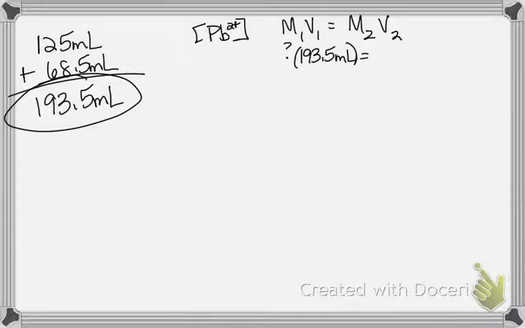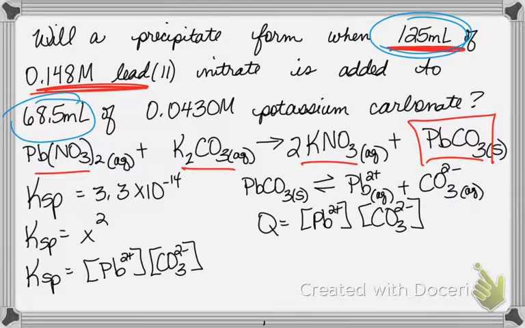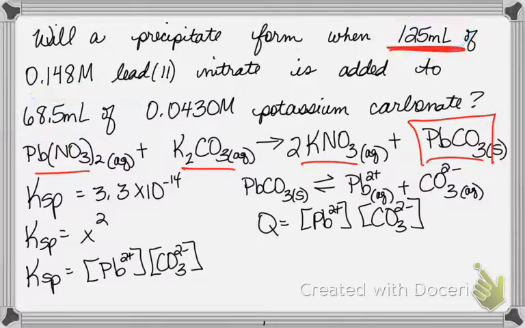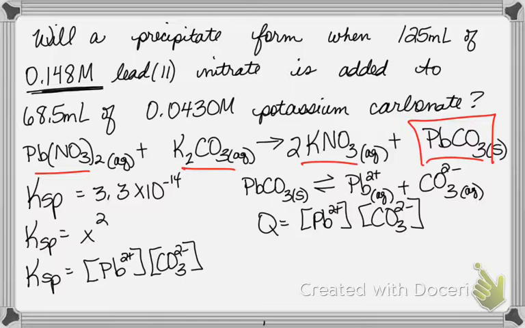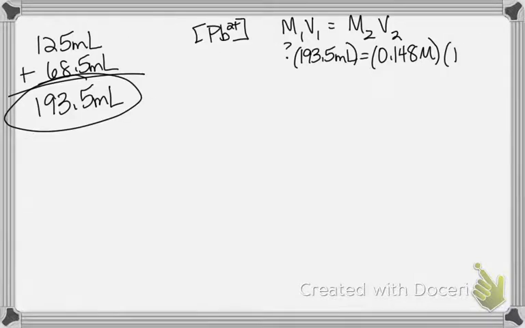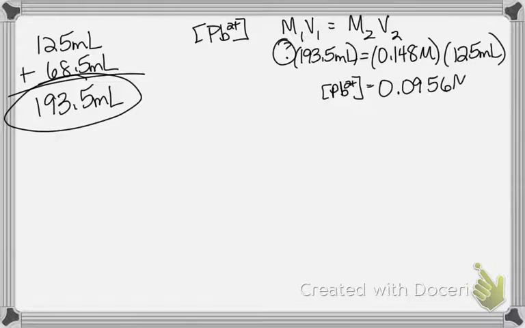and I'm going to have to flip back a previous slide to see what the molarity and volume are. When we combine the 0.148 molar, and we're going to use 125 milliliters of that, we will know that the concentration of the lead in this solution when they're mixed will be 0.0956 molar.